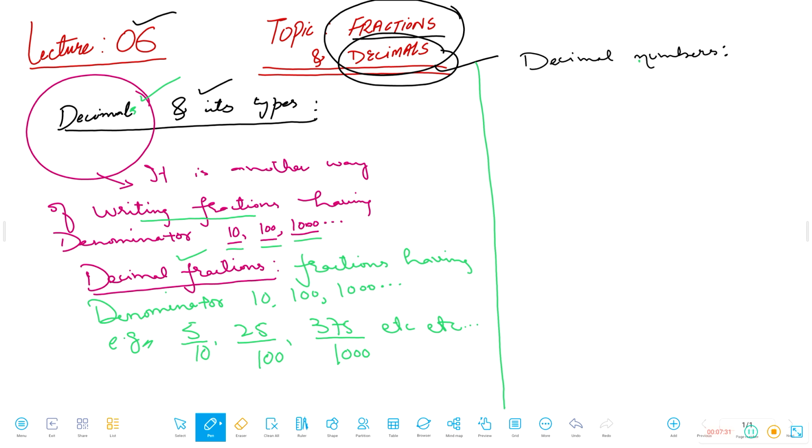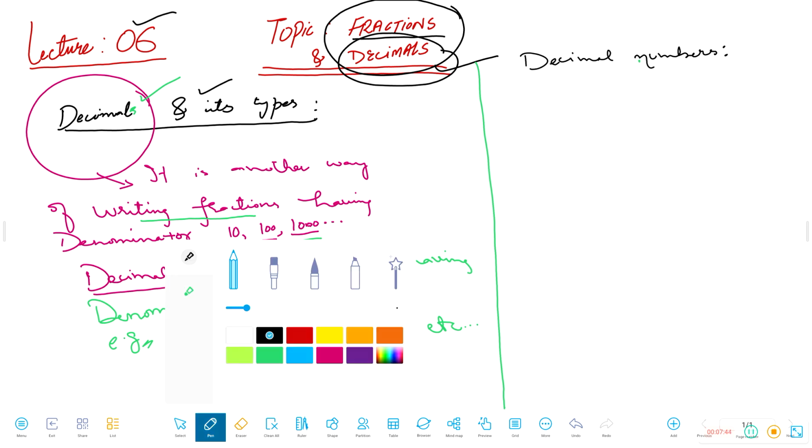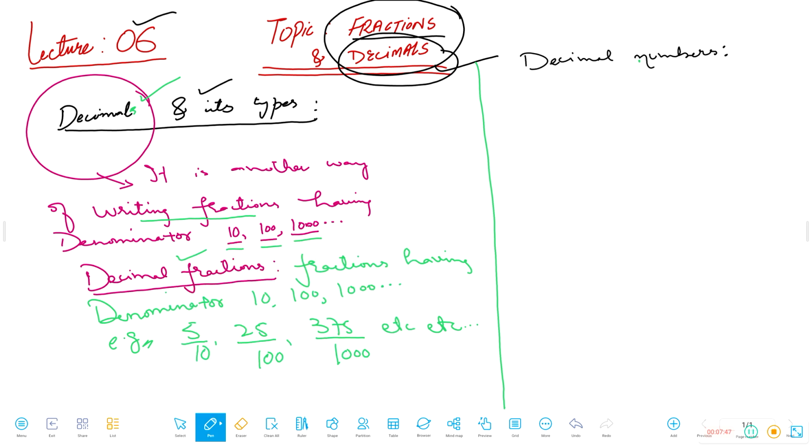Now what do you mean by decimal numbers? Decimal numbers usually are those numbers that consist of two parts, but these two parts will be separated by a point.